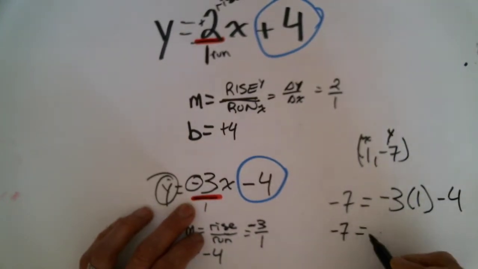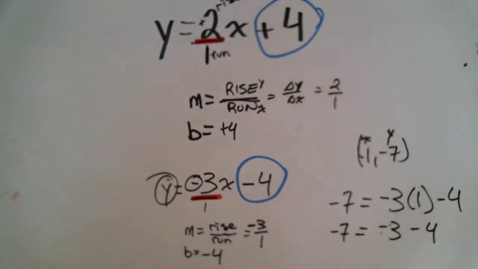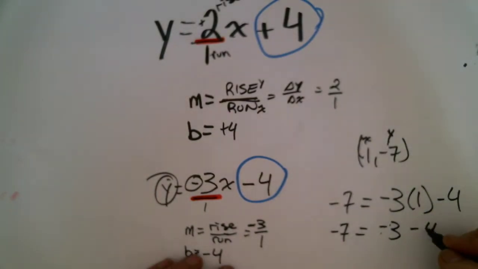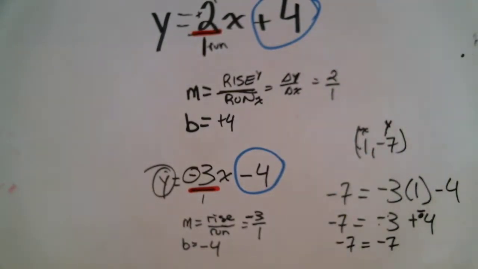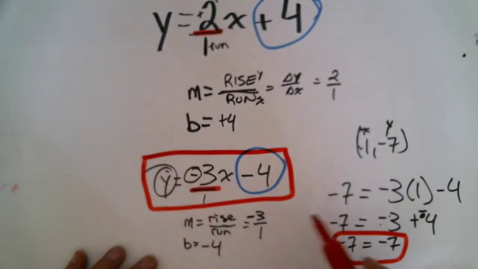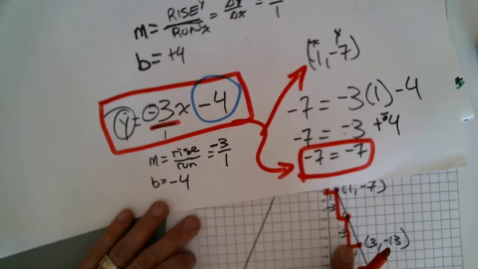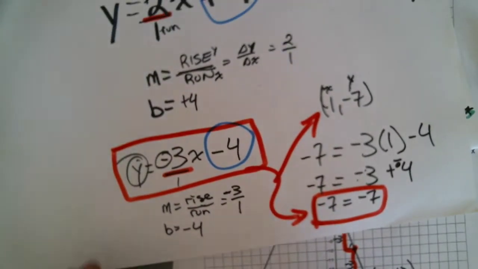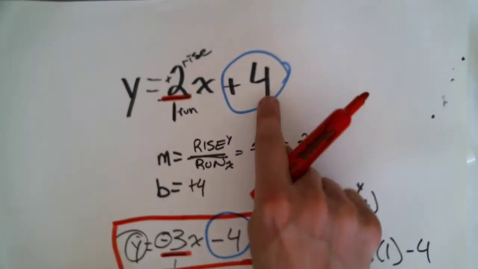Well, negative 7 stays. Now we have order of operations. Negative 3 times 1 is negative 3. I'm subtracting 4. Now remember, in integers, you can never subtract integers, so we are going to add the opposite. Does negative 7 equal negative 7? 100%. It totally does. So that tells us that this equation matches this coordinate, and this line is now correct. So when you're graphing these, the only things you've got to look at: am I in slope-intercept form? What is my slope? Where does it start?